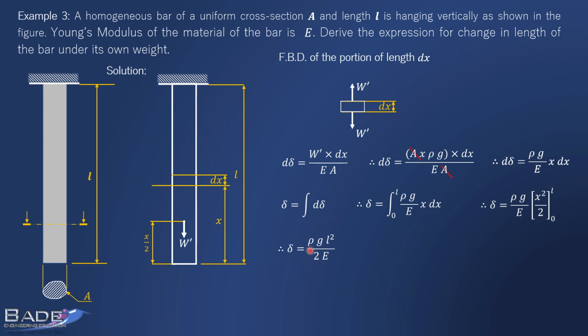Rho is mass density, rho G is weight density. So what is rho G? Weight per unit volume. Let's write in terms of weight of the entire rod. Rho G is W, that is weight per unit volume. So this is in terms of mass density, and this is in terms of weight density.